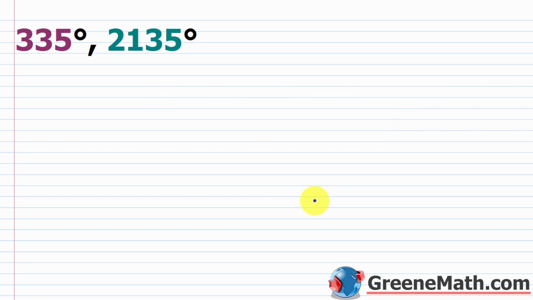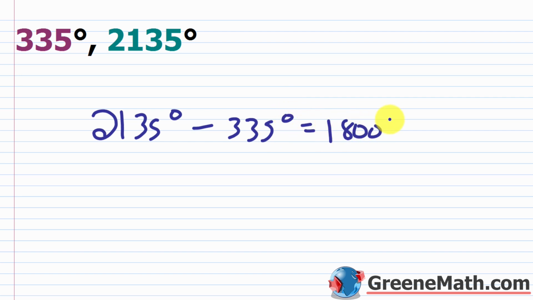All right, for the next one, we have 335 degrees and 2,135 degrees. So again, you can just subtract. You can subtract in any order. If I do 2,135 degrees minus 335 degrees, that's going to give me 1,800 degrees. And if I took 1,800 and divided by 360, I would get 5. So we can say that their measures differ by some multiple of 360. So they are going to be coterminal angles.